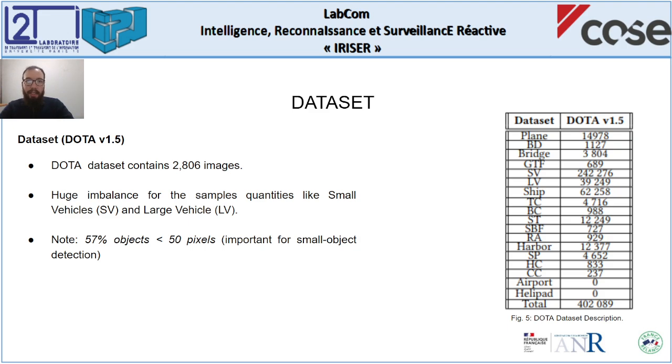Okay, our dataset. Why did we choose DOTA? Because it's very popular in this domain, and it presents a great challenge, especially because there is a great imbalance between the object categories, and almost 60% of the objects are less than 50 pixels, so they are very hard to detect.